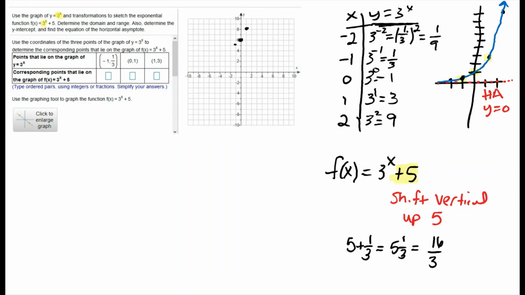That horizontal asymptote that we talked about that was at y equals 0 will also get shifted up 5. So from 0, it'll get shifted up to 5. Now we have a horizontal asymptote at y equals 5. So then we can draw the curve, and we get this picture right here.